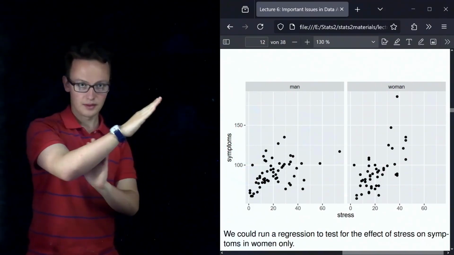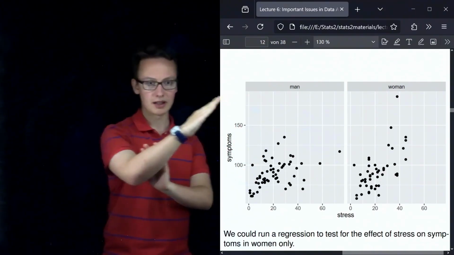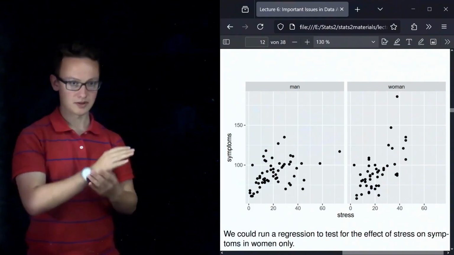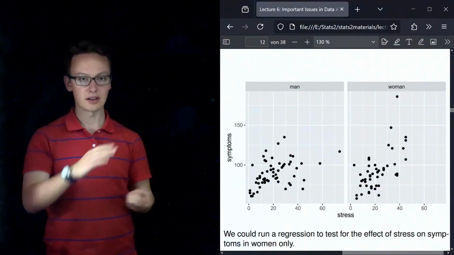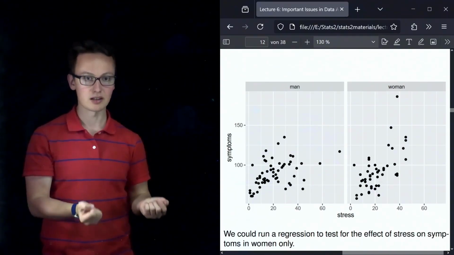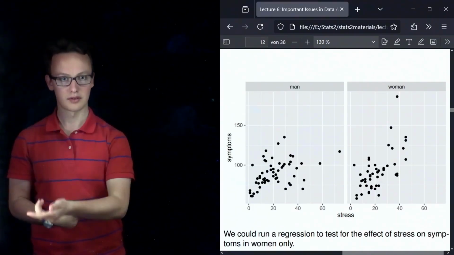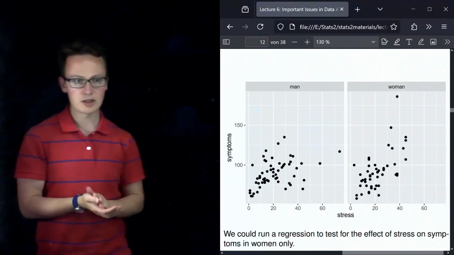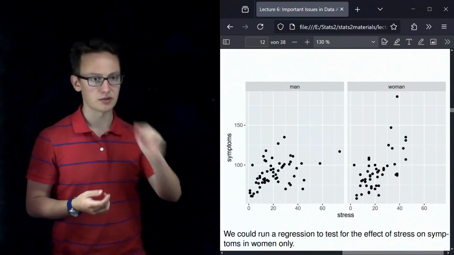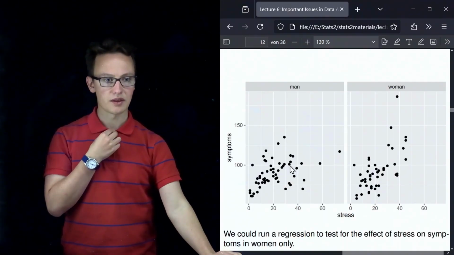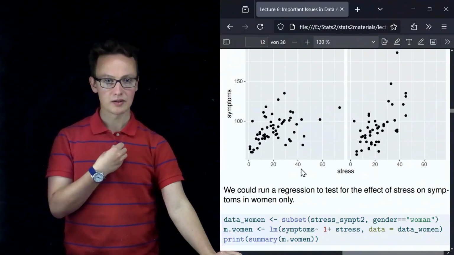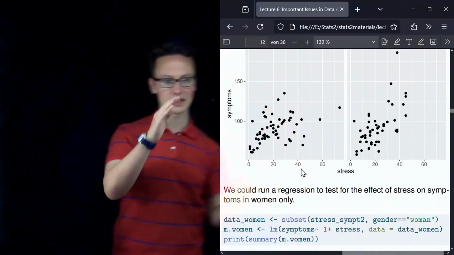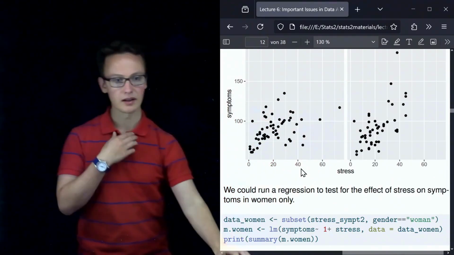So if the slope is not the same for men and women, but changes, then we have an interaction, because that means, in other words, that the gender has an impact on the effect magnitude of the stress level on the psychological symptoms. So we could first do a simple thing and try to run a regression just for the effect of stress in women, to see how large the slope is for women, the best fitting line for women as opposed to the one for men.